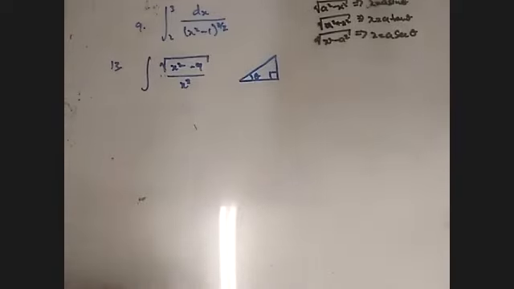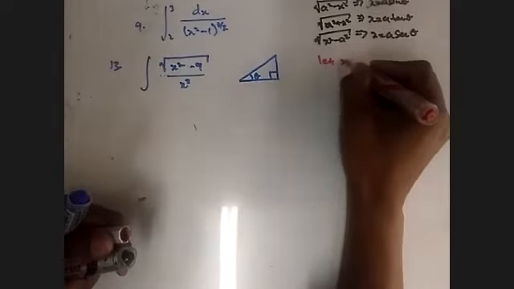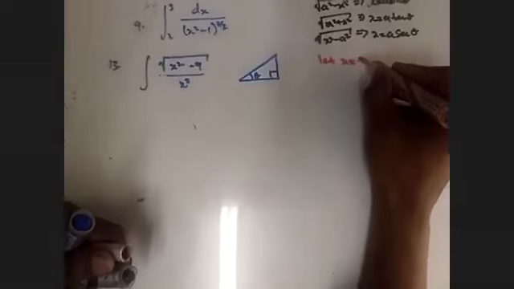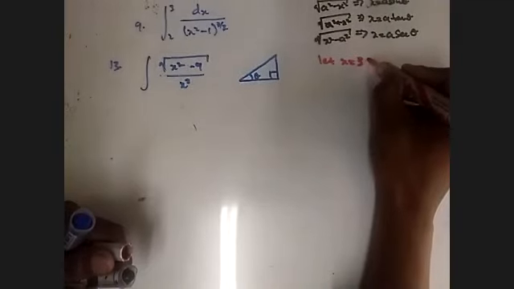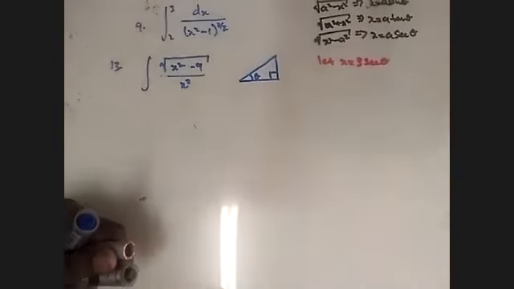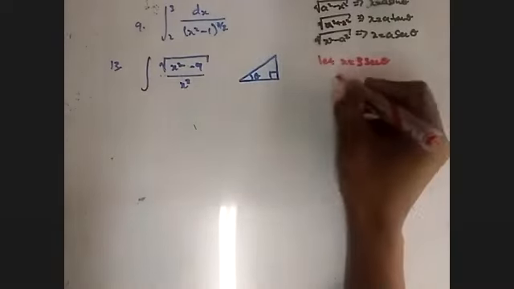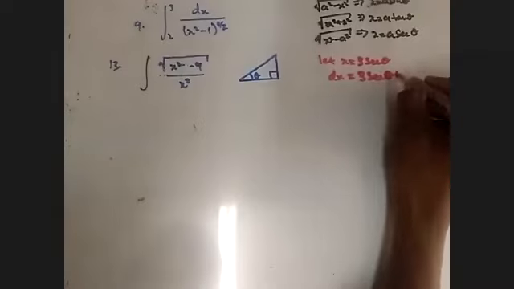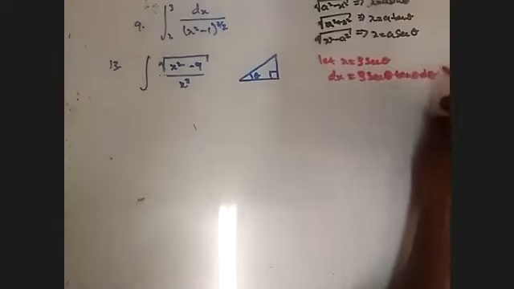So we are going to let our x be equal to, now this one is our a in this case, so it becomes 3 sec theta. Which means our dx is equal to 3 sec theta tan theta.